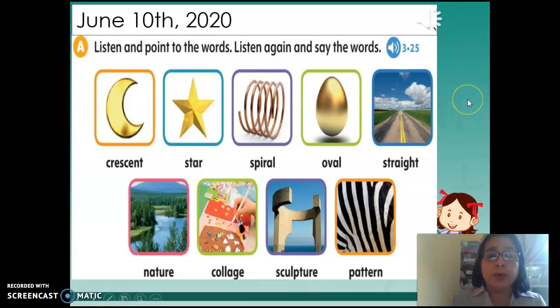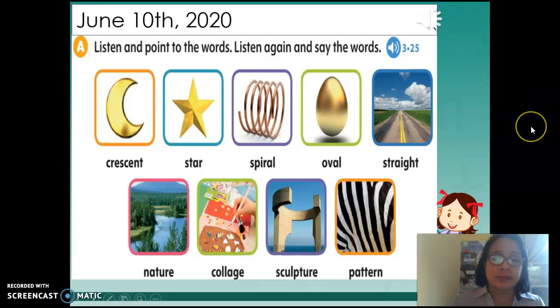Here on your book, open it please, student book on page 168. You will write a date on top of it, okay? It's June 10, 2020. Number 1, you will listen and point to the words, listen again and say the words, okay? As you can see, the vocabulary is about shapes in art, okay? Related to art. So let's listen.